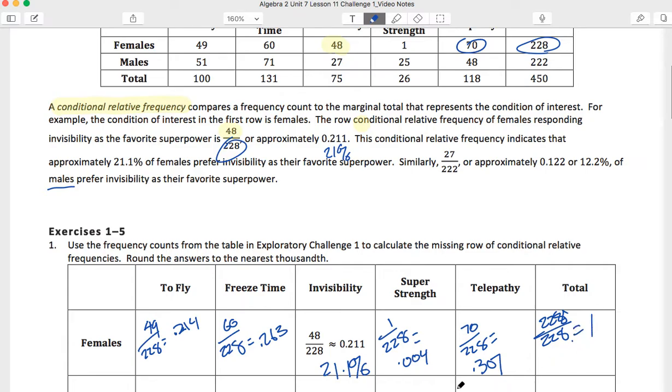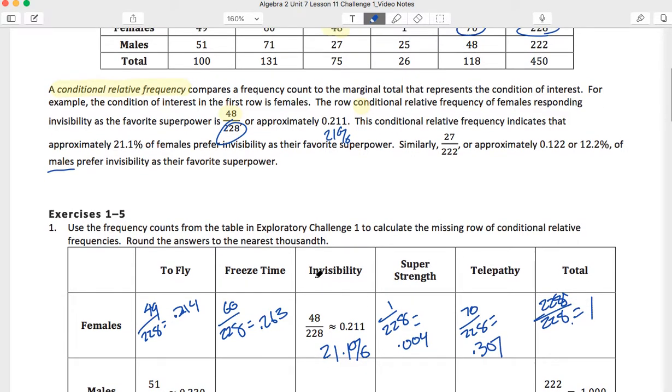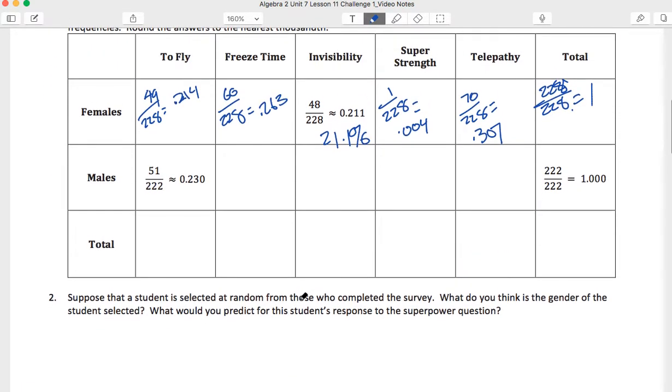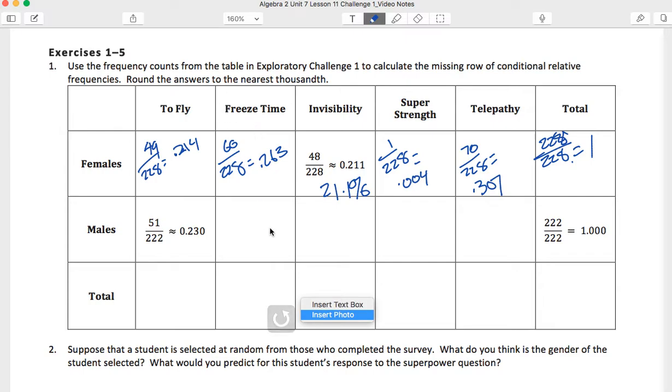Okay, I'm going to do the same thing, but for the males and these numbers. These numbers should be written down on your paper because they're going to go away from the screen, and I'm going to fill out this next part. Okay, round to the nearest thousandth. 71. 27.